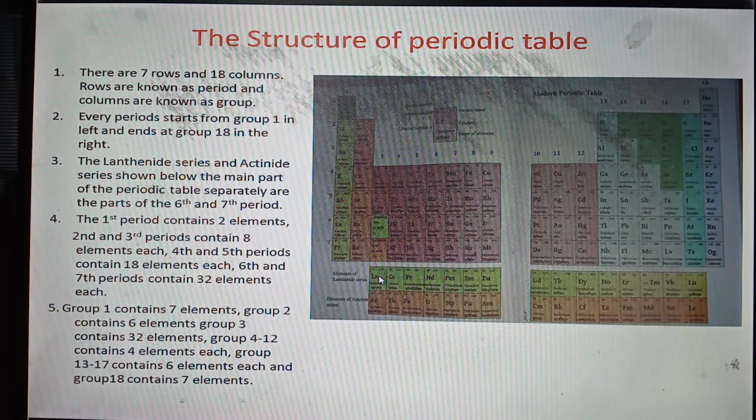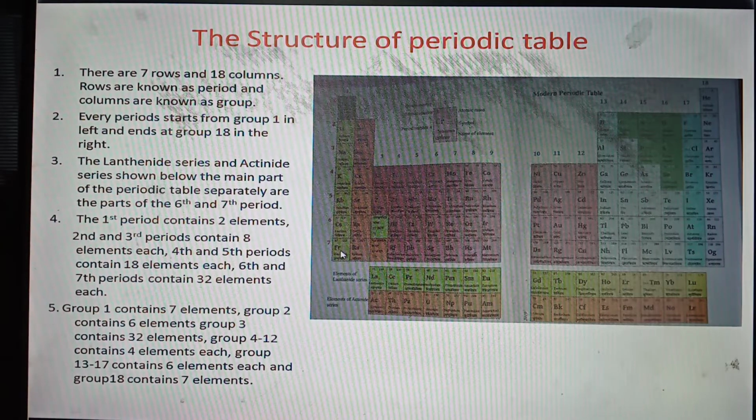It is 58, 59 and so on. It continues up to atomic number 71. Then next element with atomic number 72 is placed at this position. That is, all the 15 elements are placed at this position in the periodic table. So these elements are the part of the sixth period. Similarly, there are 15 elements here also.